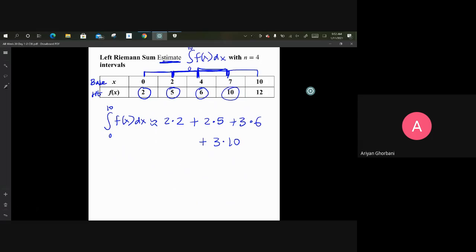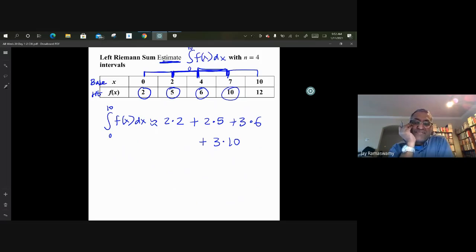It's very simple. And we can multiply and add. And that will give you a very good estimate, a rough estimate of the area. Okay, this is the time you unmute yourself and ask me, Rama, I did not understand the pattern. Because I'm going to move on.